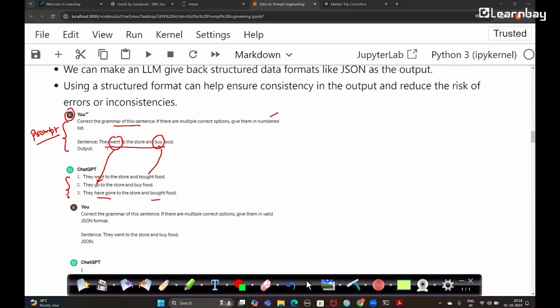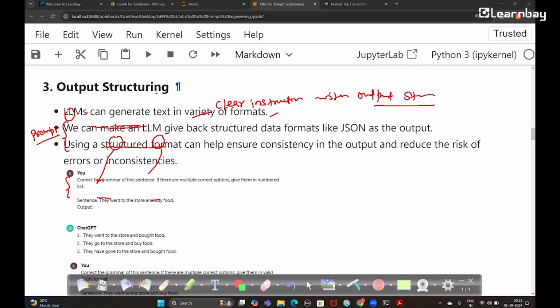So your output, how many outputs, right? First things first, what happened here? One part I said, correct the grammar of the sentence. In the second part I have written a clear instruction with output structure. What I'm saying here is, whatever output you give, you have to give a clear-cut instruction on what you want. That is why this is called output structuring.